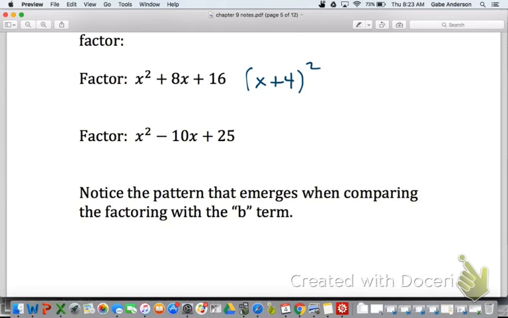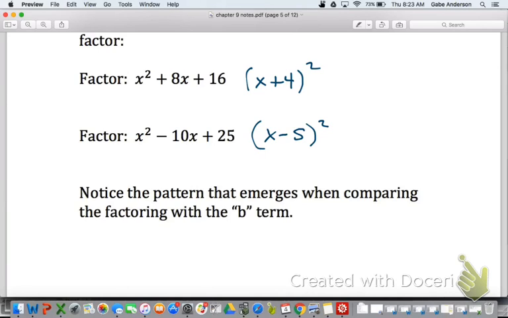Yes. Okay. Do you have the other one, Ellie? Yep. What do you got? x minus 5 squared. That's exactly right. x minus 5 times x minus 5, or probably better written x minus 5 squared, like she said. Were you all okay with that, or factoring like that? Do you have any questions?